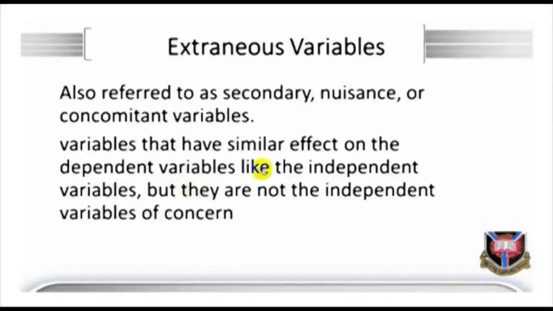An example is a research designed to examine the effect of noise on academic performance of students. The independent variable is noise, while the dependent variable is academic performance. A possible extraneous variable is the student's level of intelligence, class of study, age, and the like.